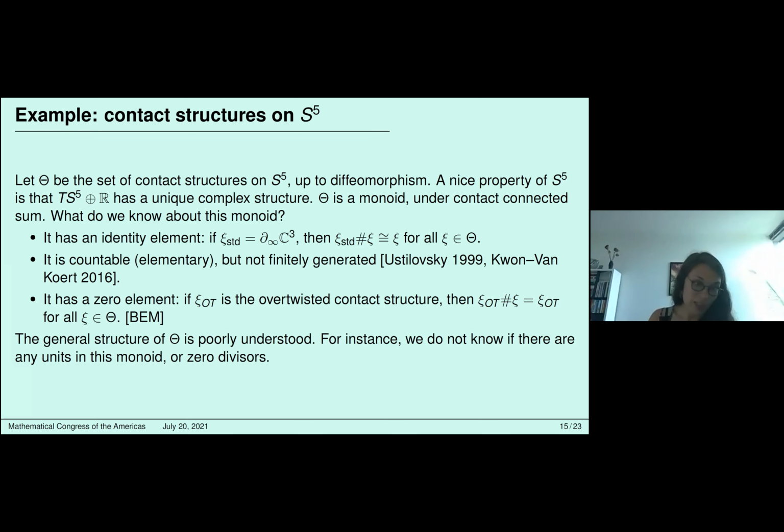Just to point something out, in general, it's poorly understood. We don't know if there's any units, meaning things that are non-standard but sum to the standard thing. We don't know if there are zero divisors, meaning non-overtwisted things, which sum to the overtwisted thing. There's not even a conjectural isomorphism type of this monoid. You'd think it's like S5, how bad could it be? This is just so far beyond us.